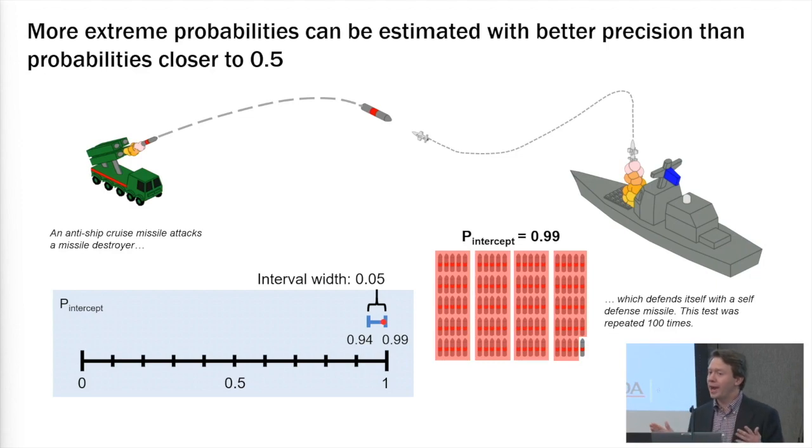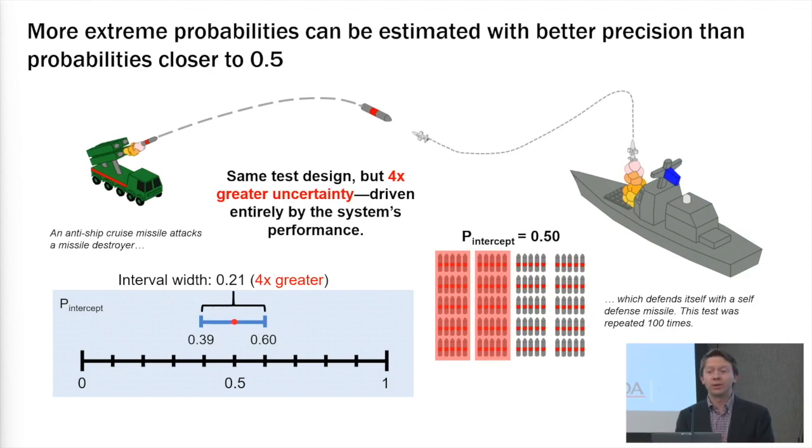So what happens when the performance of this interceptor is much worse, let's say only 50-50? What happens to that confidence interval? And these are all binomial exact tests, so this is how we're coming up with these. We can see here it grows by a factor of 4. So purely due to the performance of the system under test itself, our uncertainty has grown by a factor of 4.